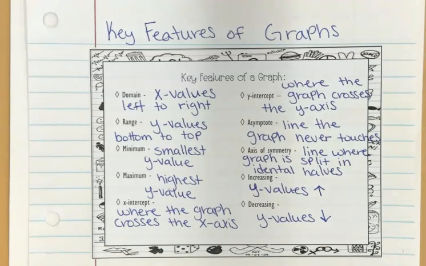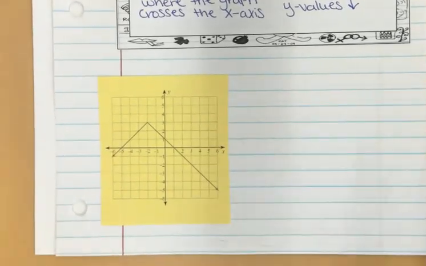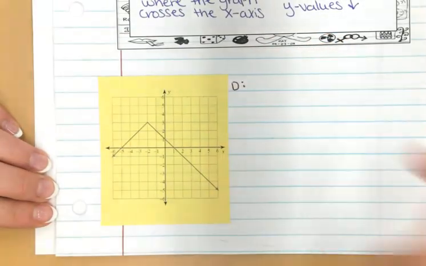And then increasing and decreasing is when we're looking at if our y values are going up or our y values are going down. What's confusing about these intervals is we're looking at the y values to tell us if it's increasing or decreasing, but our answer is going to be over what x values that is taking place. So we are going to list all of the key features for this graph right here, starting with domain.